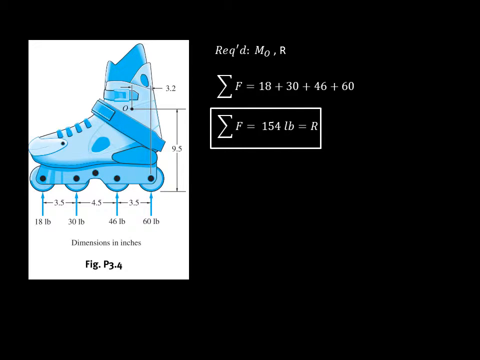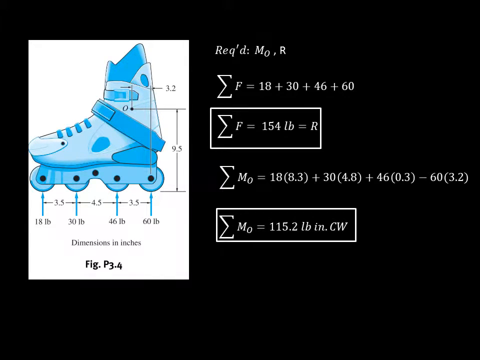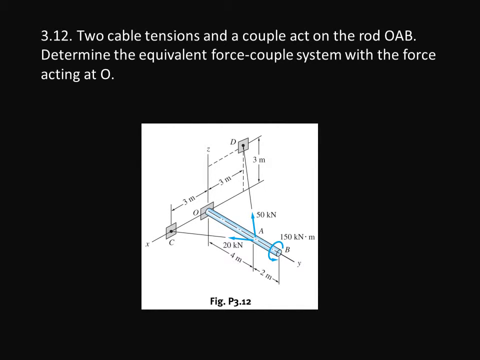Since our moment center is point O, we have to multiply the corresponding forces by their distance from point O, giving us this answer. We will be discussing the problem in Pytel's book at page 104, number 3.12.